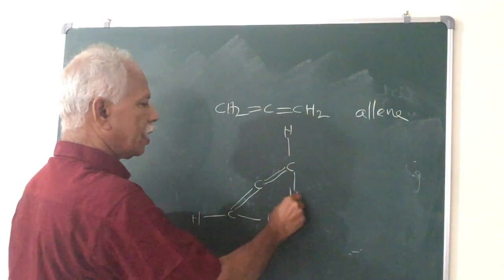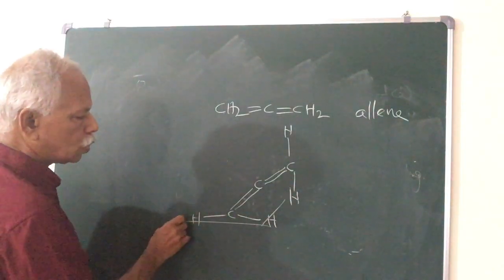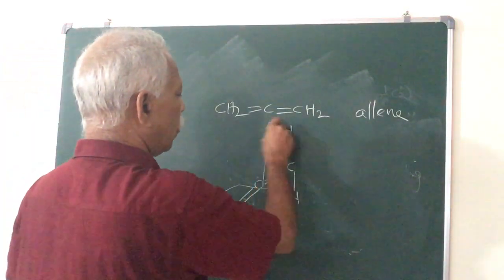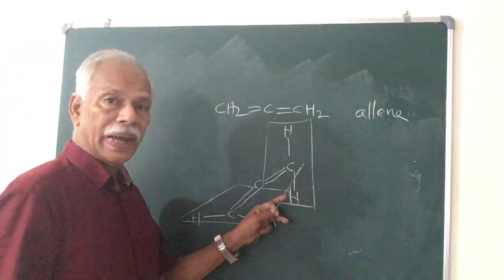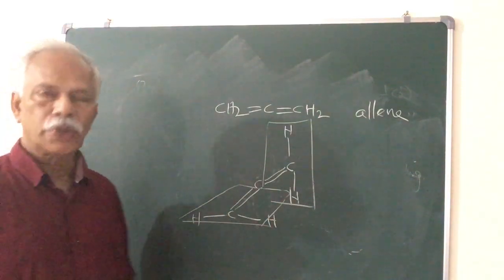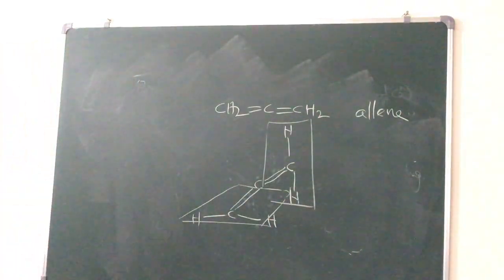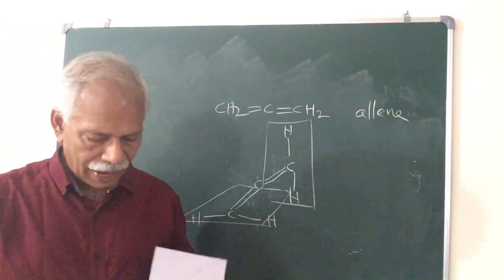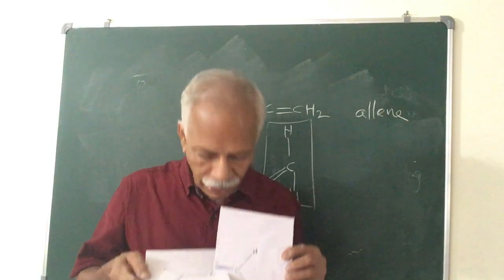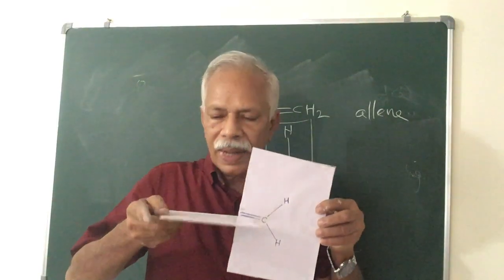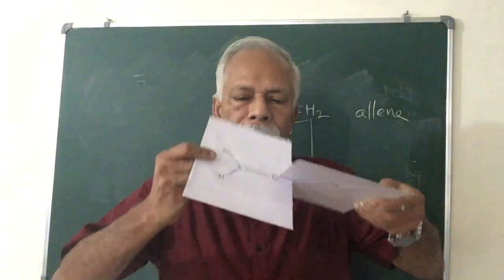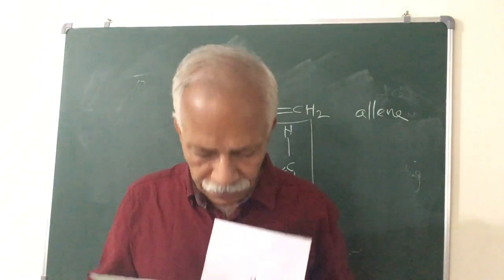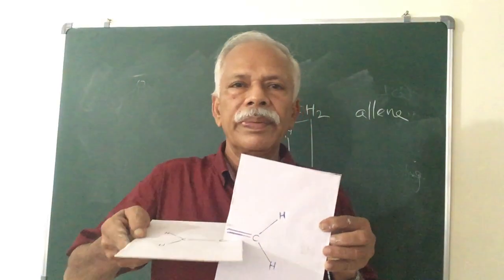And the more interesting thing is, if this CH2 group and the carbon lie in such a plane, this CH2 group and this carbon lie in another plane at 90 degree to it. Here also I have prepared a model to show you how allene looks. I hope you can see this. Here is a plane which contains CH2 double bond C, and here is another CH2 double bond C.